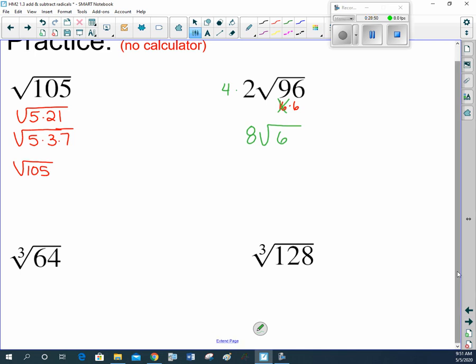Okay, cubed roots. This one, cubed root of 64 is 4, because 4 times 4 times 4 is 64. And cubed root of 128, I will do 64 times 2. And cubed root of 64, we just did over there, is 4. And what stays under the radical is a 2.